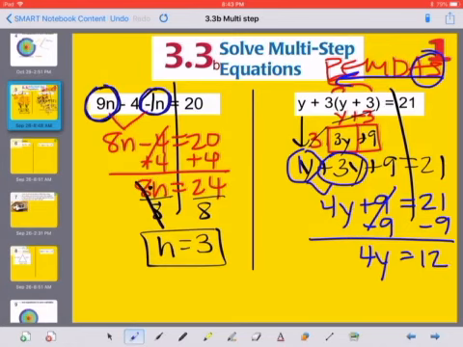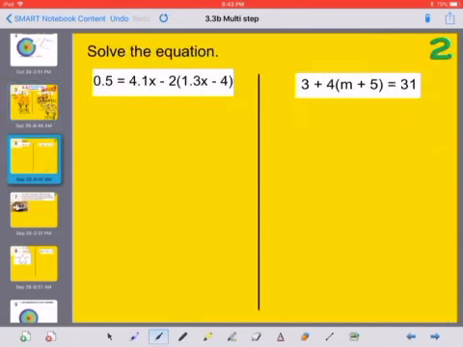Should give us 12. And then last, the opposite of multiplying is dividing by 4. So we get y equals, because those eliminate, 12 divided by 4, which is 3. So y is 3. We're going to do two more questions similar to this.